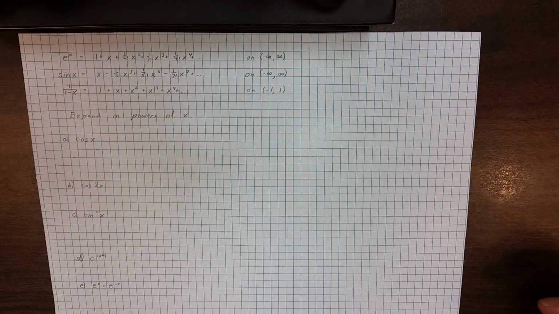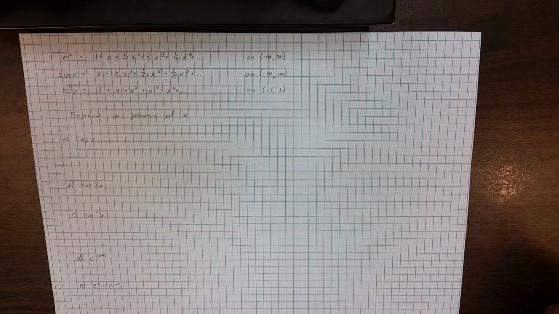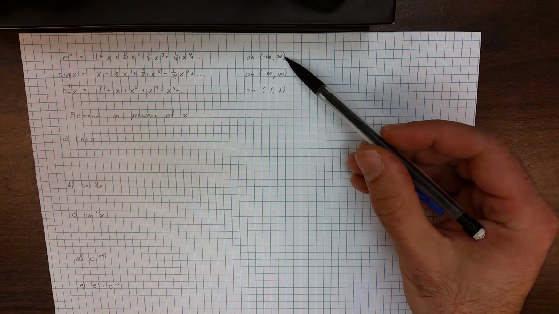I'd like to take a look at deriving power series expansions from known power series expansions. At the top of the page, we have the Maclaurin series, the Taylor series around x equals 0, for three common functions. The first is e to the x, and that's 1 plus x plus x squared over 2 factorial plus x cubed over 3 factorial, and so on. And that converges on the entire real line.